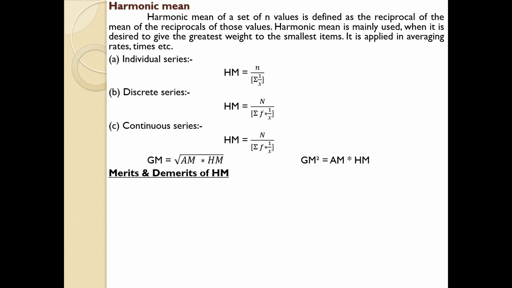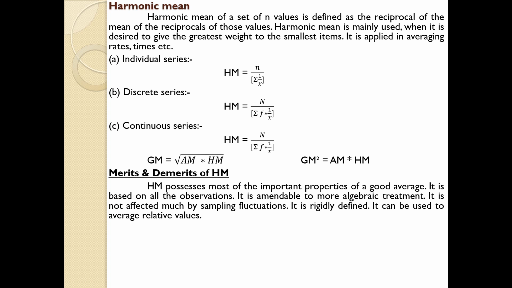So next, let us go to the merits and demerits of harmonic mean. Harmonic mean possesses most of the important properties of a good average. It is based on all the observations. It is amenable to algebraic treatment. It is not affected much by sampling fluctuations. It is rigidly defined. It can be used to average relative values. Harmonic mean possesses some of the benefits or the merits of arithmetic mean, and one or two points of the median as well as mode.